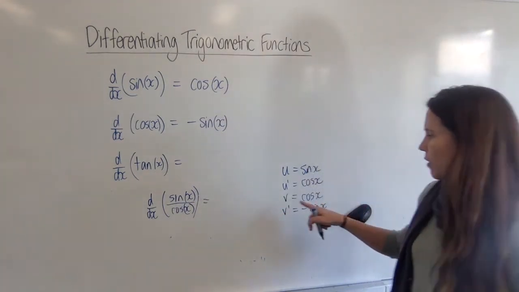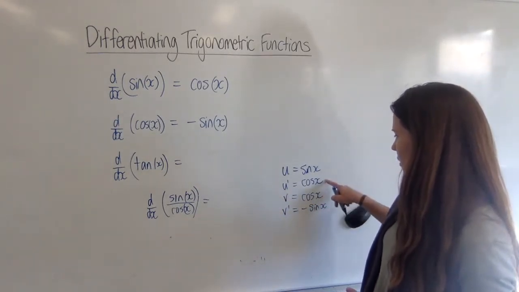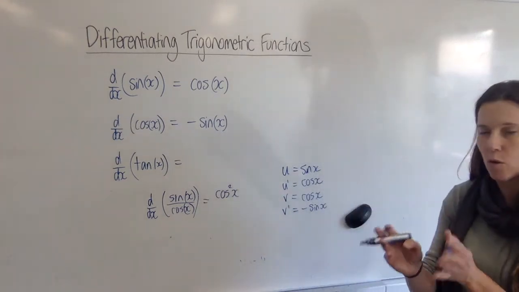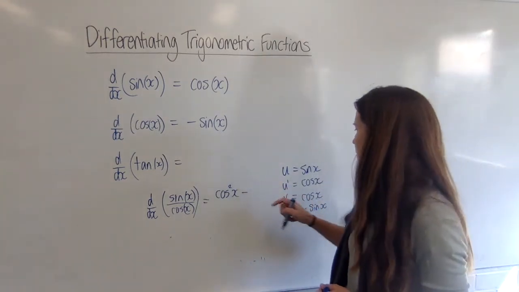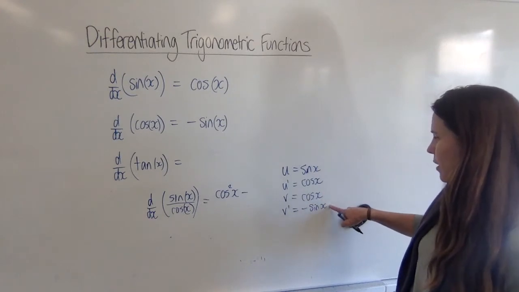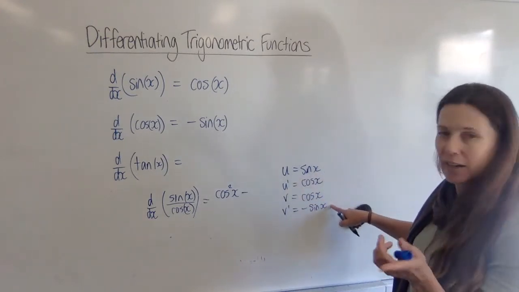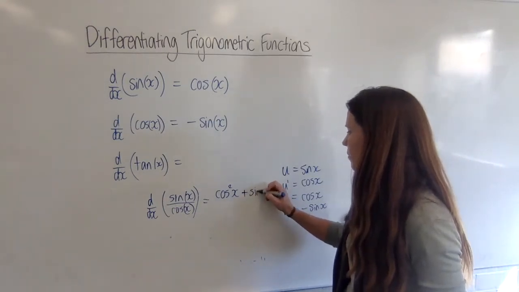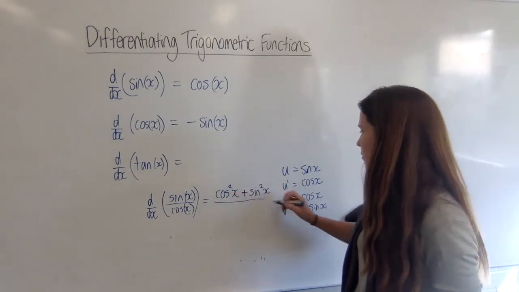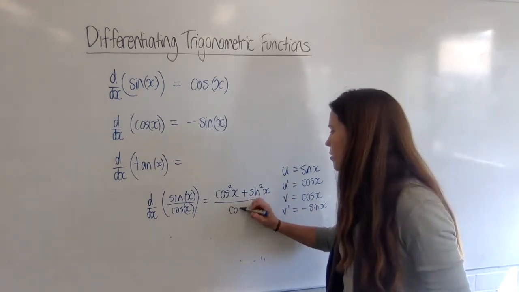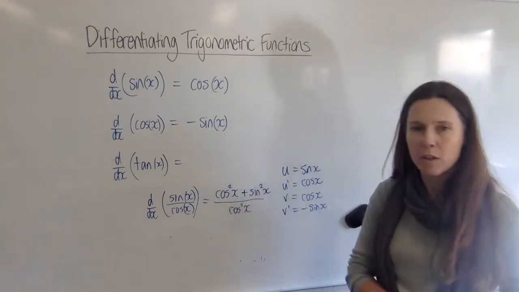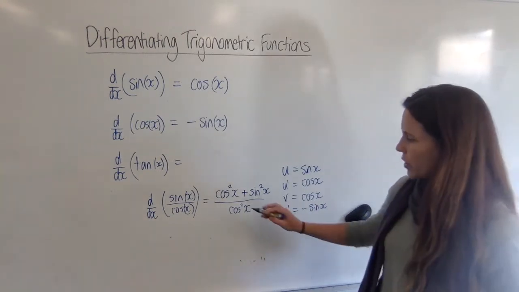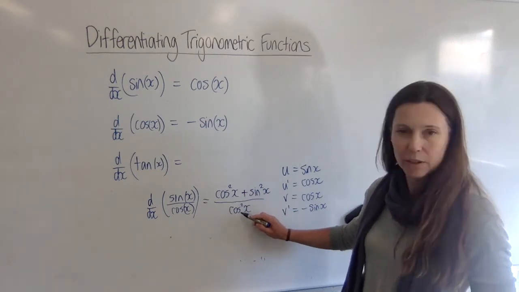All right, we need to do v u dash, so that's cos x times cos x. That will be cos squared x, or cos x all squared, minus u v dash. Now that's going to be minus sine squared x, but if I'm taking away minus sine squared x, it's the same as adding it, isn't it? Over v squared, which is going to be cos squared x. All right, does anything jump out at you? Can we simplify this? Well, we could simplify it so it's cos x over cos x.